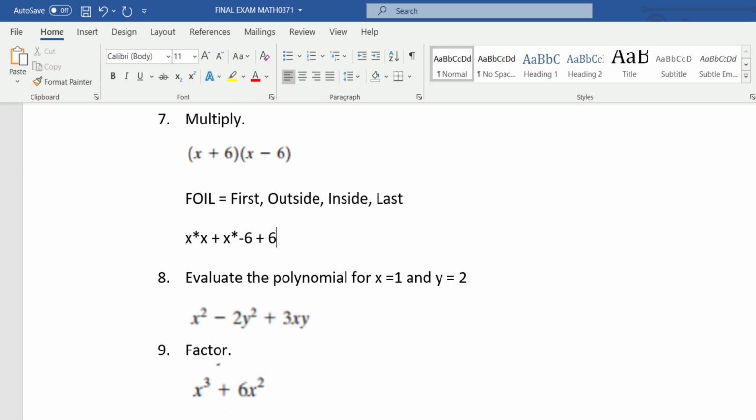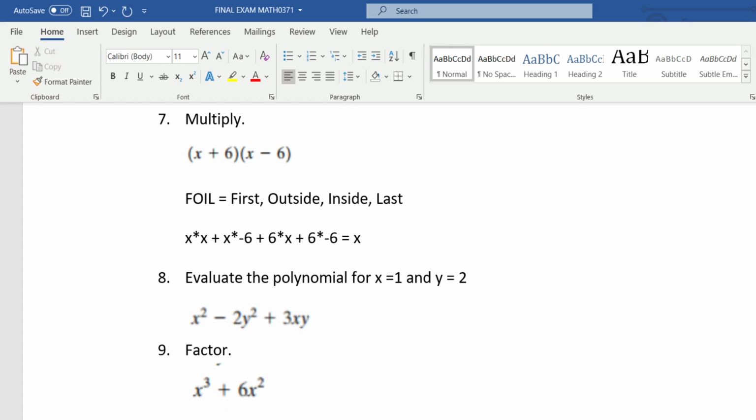So it's inside, so 6 times x. And then we do last. So last is the last term in each parentheses. So 6 here, and the minus 6 here. Those are the last two terms. So 6 times minus 6. Okay. So now from here, all you're doing is simplifying the terms.